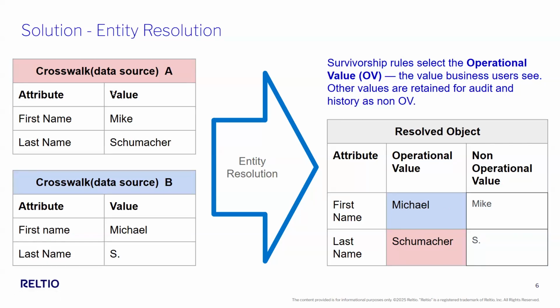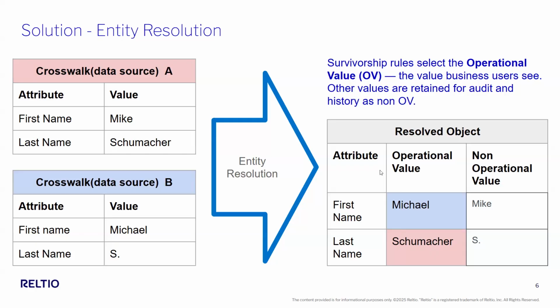And both of these crosswalks are correct, right? Both of them provide the correct data. But when you want to send out a mail to this person, you need to know which first name and which last name to use. And this is where survivorship helps you determine what should be the correct name.